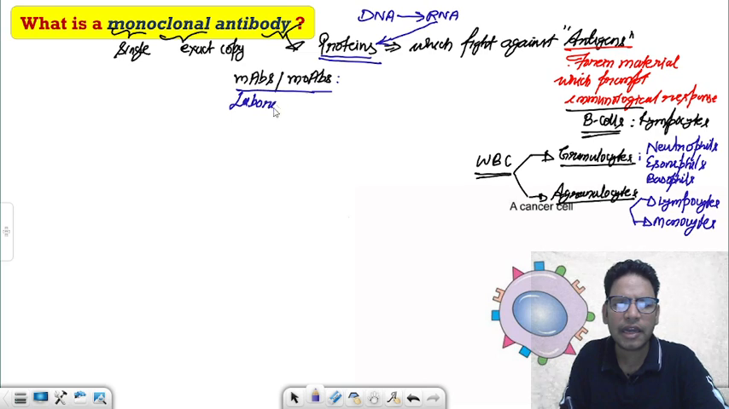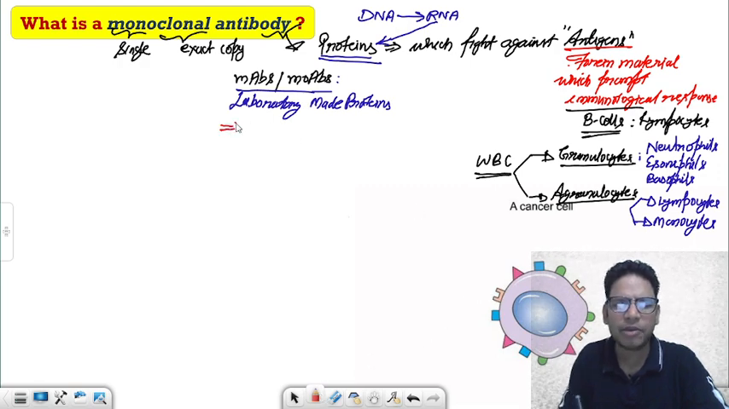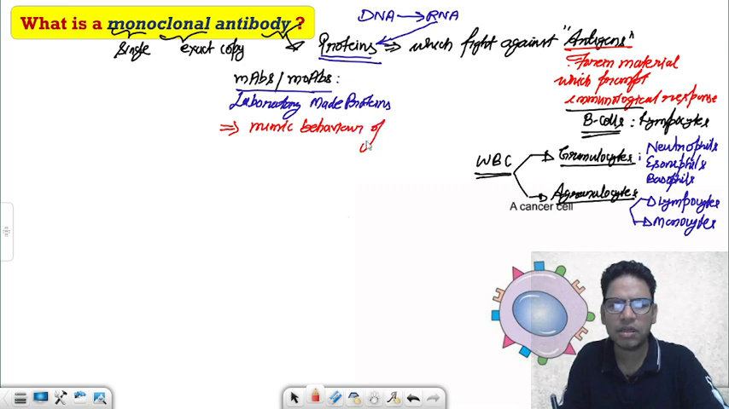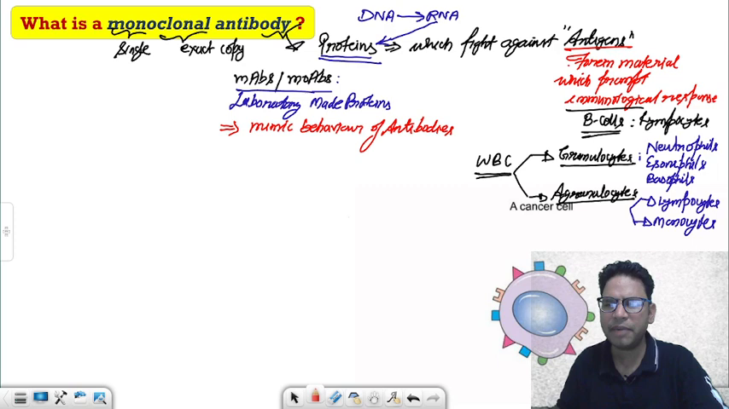So MABs are laboratory-made proteins. What do they do? They mimic the behavior of antibodies. I think your first statement is correct. If you go through your question, this statement is correct. They are man-made proteins.